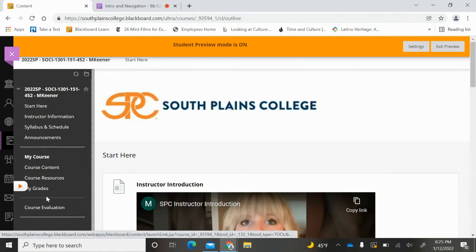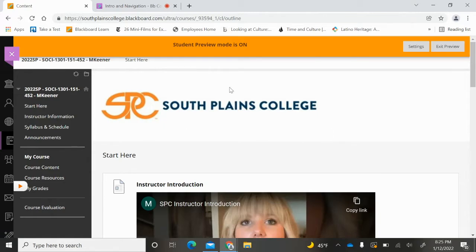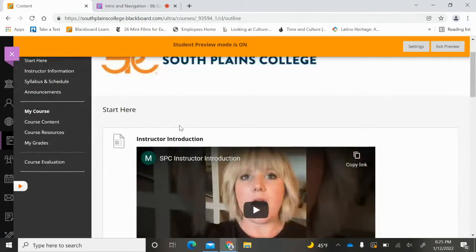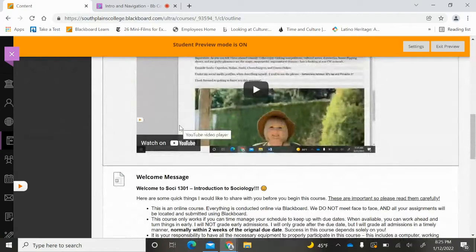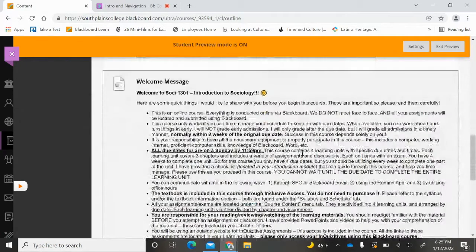You have these menu tabs on the side. All right, you should go right to the Start Here page where you have the SPC banner. You see my introduction video, the course navigation video. You'll have a welcome message here. This is like frequently asked questions. These are really important things to the class that sometimes get lost in translation when you're looking over the syllabus and all the different information that happens within the first week. So please read this carefully. These are really important things that you're going to need to know for this course, okay?